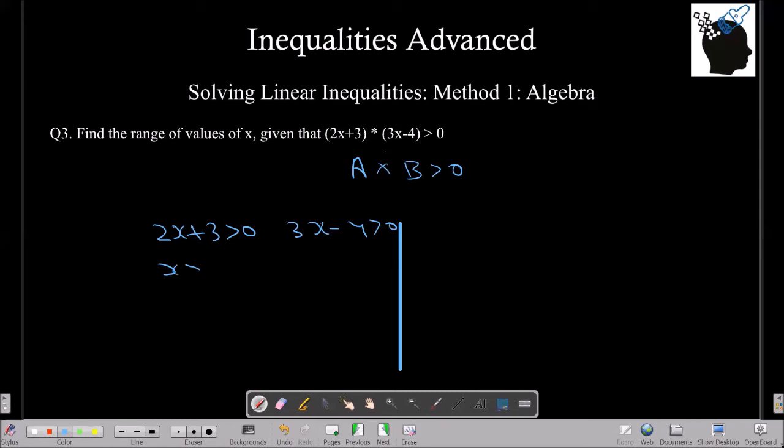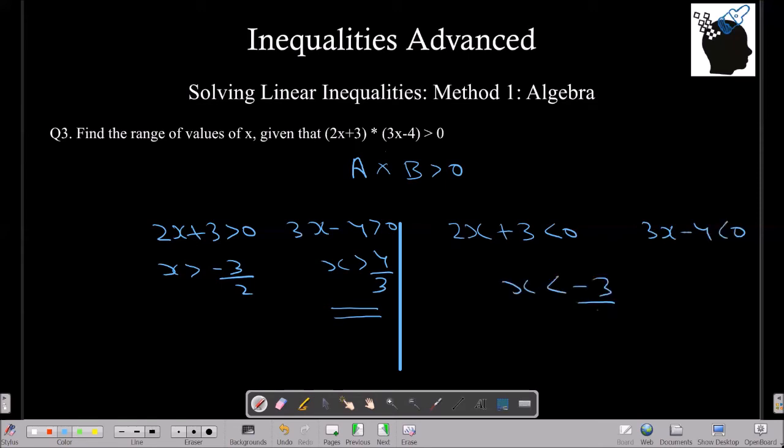So that means x is greater than -3/2 and x is greater than 4/3. If you draw it on the number line and check, your final answer will be x is greater than 4/3. Now let's take both of them negative. So 2x + 3 is less than 0 and 3x - 4 is less than 0. If you simplify this, x is less than -3/2 and x is less than 4/3. If you plot on the number line, your final answer will be x is less than -3/2. So your answer is x is less than -3/2 or x is greater than 4/3.